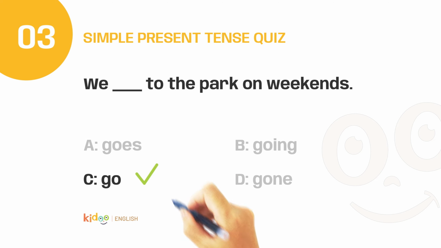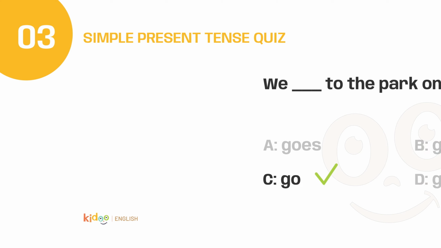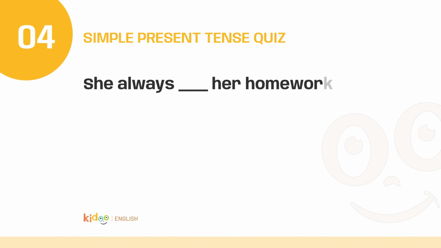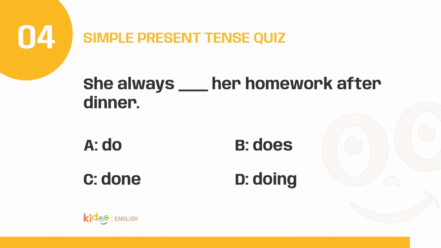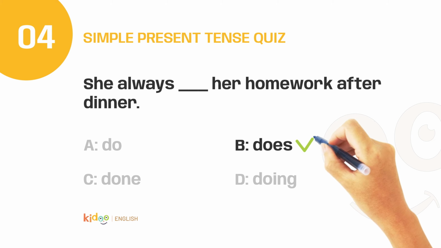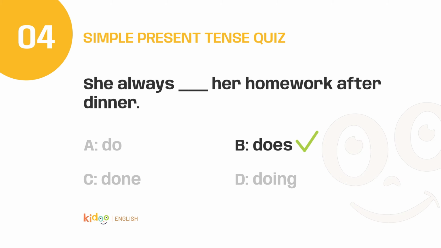We go to the park on weekends. We is plural, so it uses the base form go. She always does her homework after dinner. She is singular, so do changes to does.